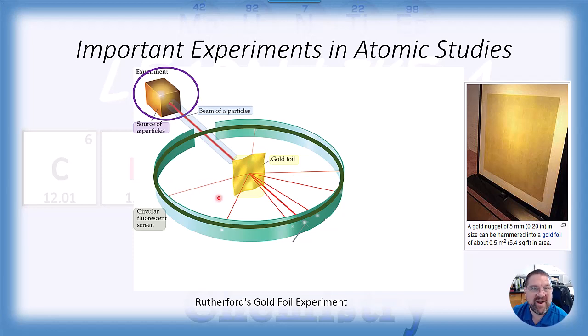But what really knocked his socks off was that there were actually some flashes of light in front of the gold foil. They didn't even make it through the gold foil. The only way that could happen is if those alpha particles were hitting something very sturdy, very dense, and just getting bounced right back. And these hits right here shocked Rutherford so much that he's got this famous quote.